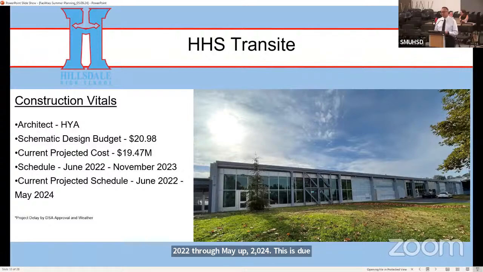This is due to the landscaping. There were just some lead times, and so this is something that's coming to fruition. We're completing it now. Closeout documents are in hand.